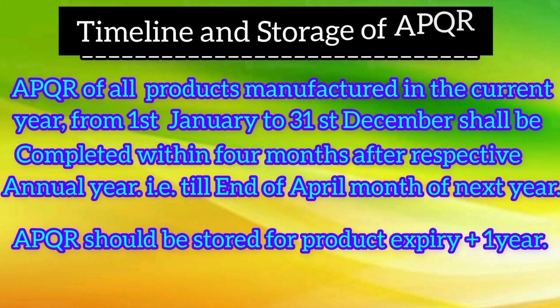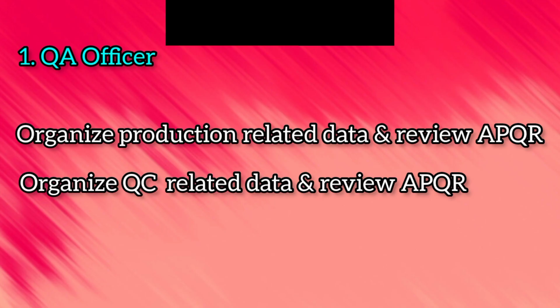Timeline and storage of APQR. APQR of all products manufactured in the current year, from the 1st of January to the 31st of December, shall be completed within 4 months after the respective annual year, that is till the end of April of the next year. APQR should be stored till product expiry plus 1 year.